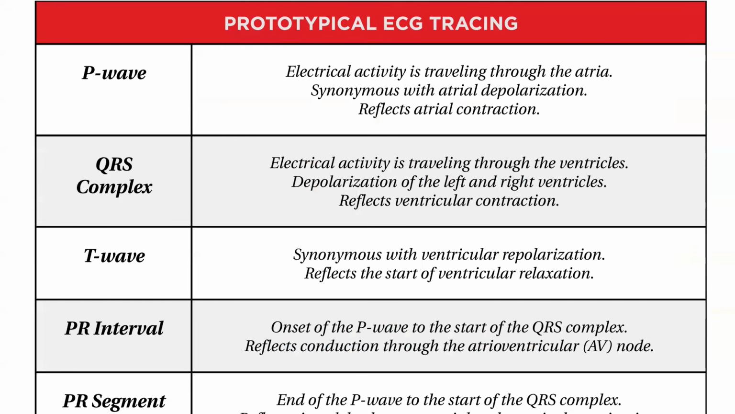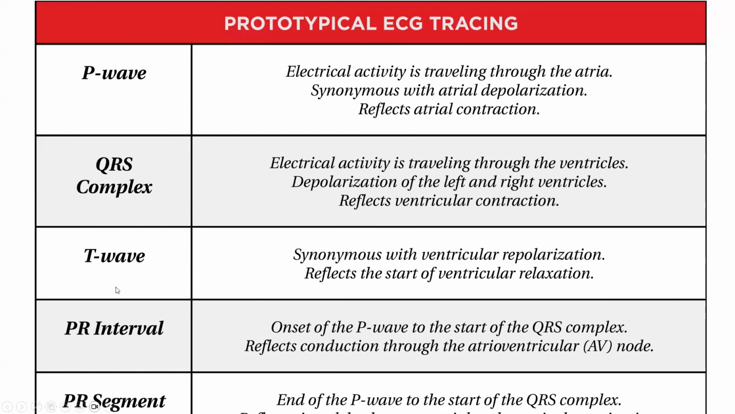So let's go into the details of each wave. The P wave reflects atrial contraction, synonymous with atrial depolarization. The QRS complex reflects ventricular contraction, which means depolarization of the left and right ventricle. The T wave reflects ventricular relaxation, synonymous with ventricular repolarization. These are the different names you often come across. You should understand what that really means.